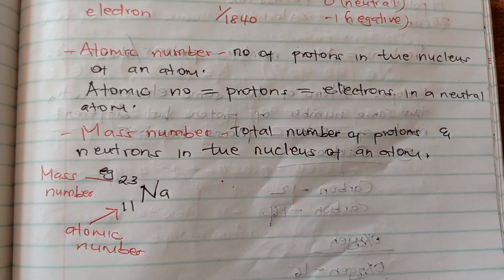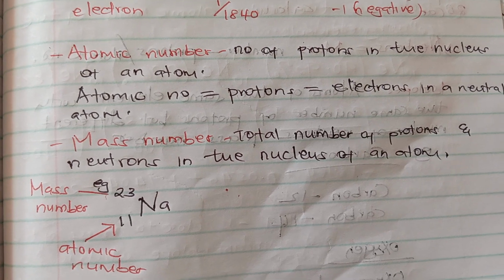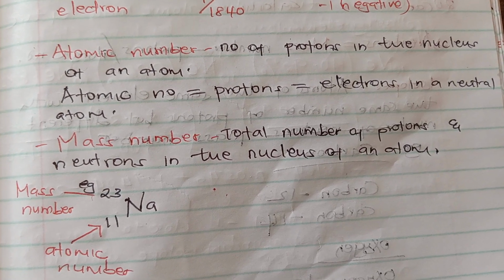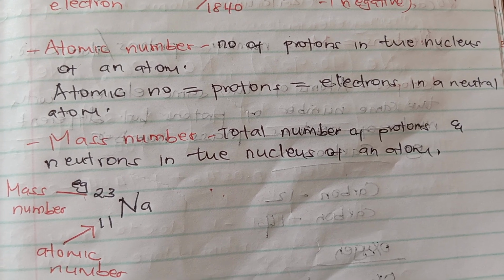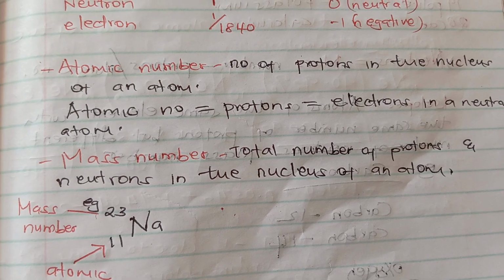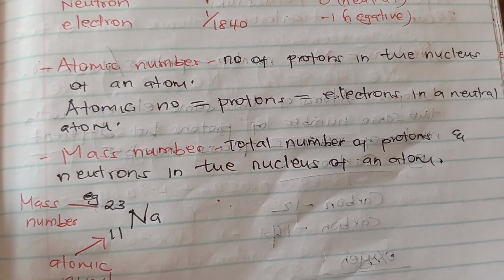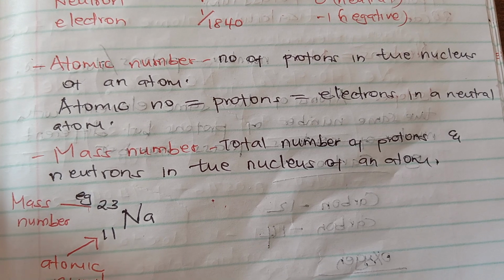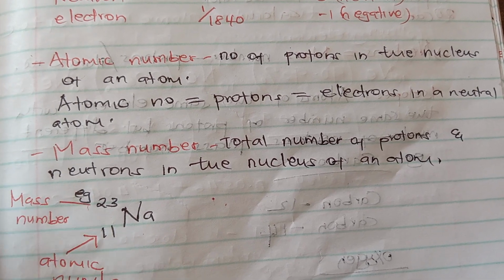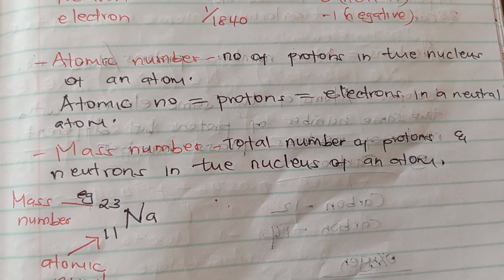Atomic number is the number of protons in the nucleus of an atom, and we say that the atomic number of an element is equal to the proton number or the number of electrons in a neutral atom, because when the atom is charged, then it has a different number of electrons. Then we have mass number. It's the total number of protons and neutrons in the nucleus of an atom.